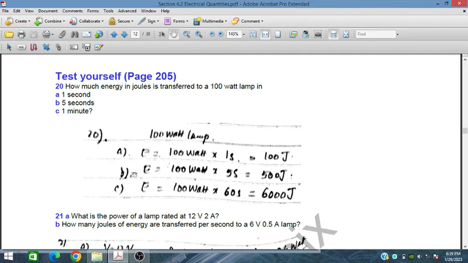Now test yourself on page 205 of this book. How much energy in joules is transferred to a 100 watt lamp in 1 second? So for a 100 watt lamp for 1 second, watt is basically joules per second, so the seconds will cancel and joules will be the result. Similarly for 5 seconds, the seconds cancel, and 5 multiplied by 100 is 500 joules. For 1 minute, 60 multiplied by 100 is 6000 joules, because 1 minute is basically 60 seconds.